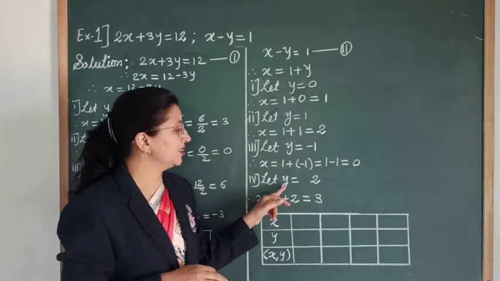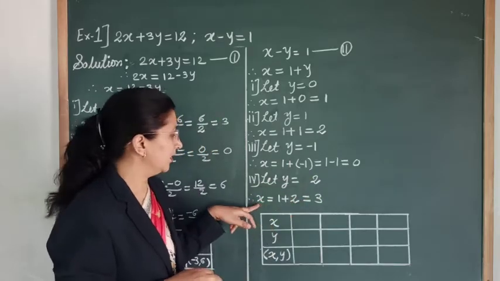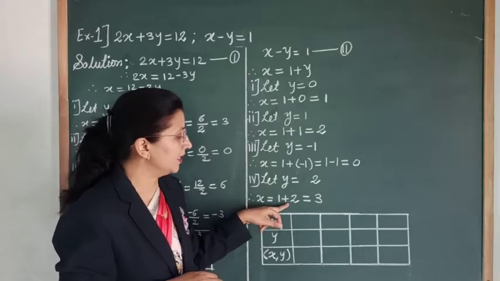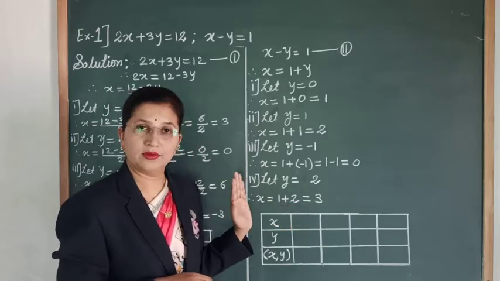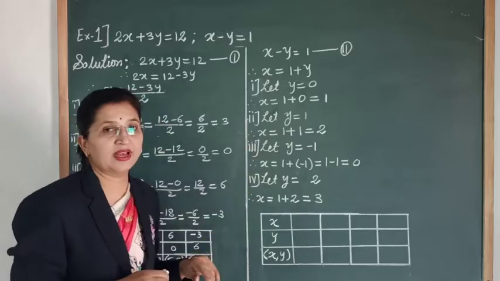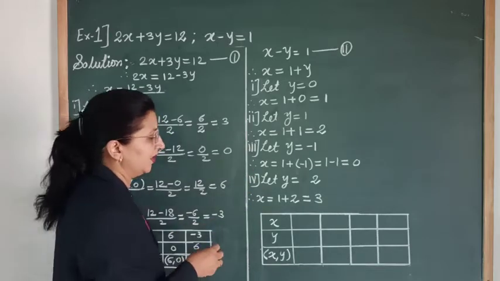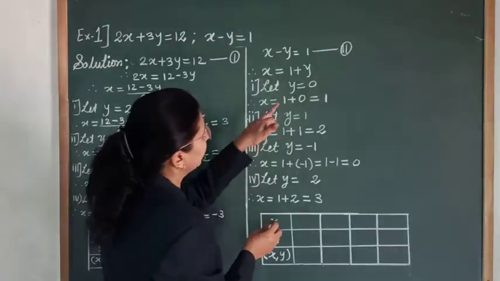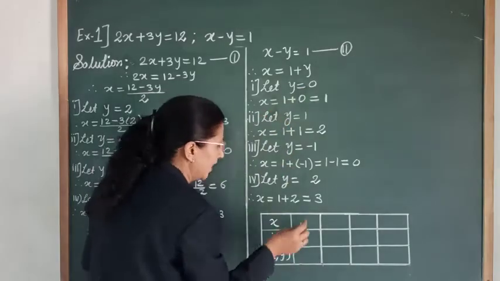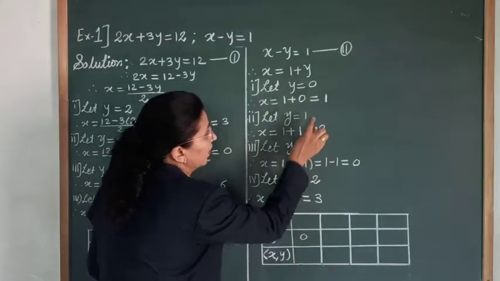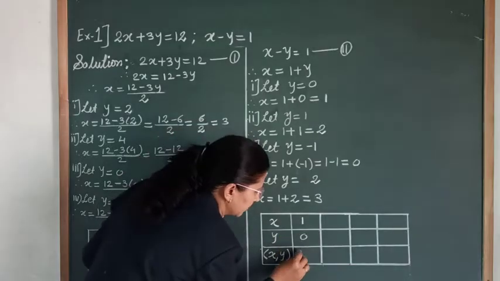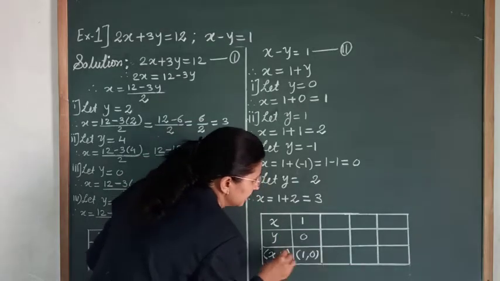Then last one, y is equal to 2. Okay, then x is equal to 1 plus 2, that is 3. Okay, so in this way we got the different values for x and y. Let's write it down in the table. So here when we took y as 0, we got x as 1. So write down 1 and 0.